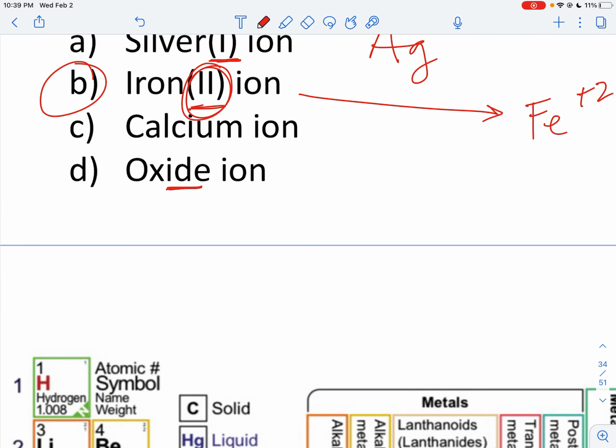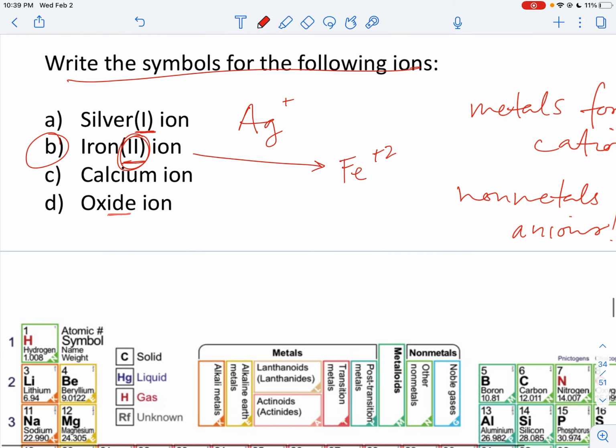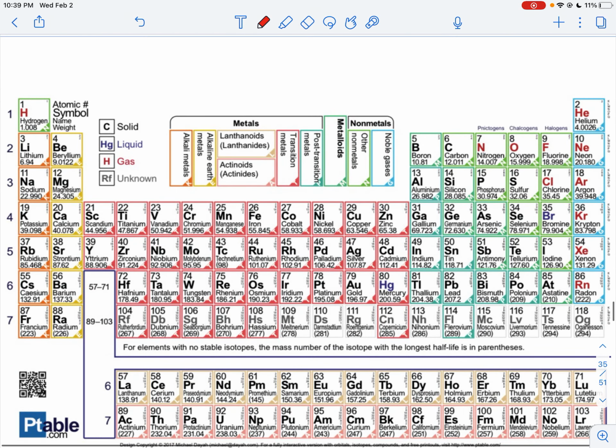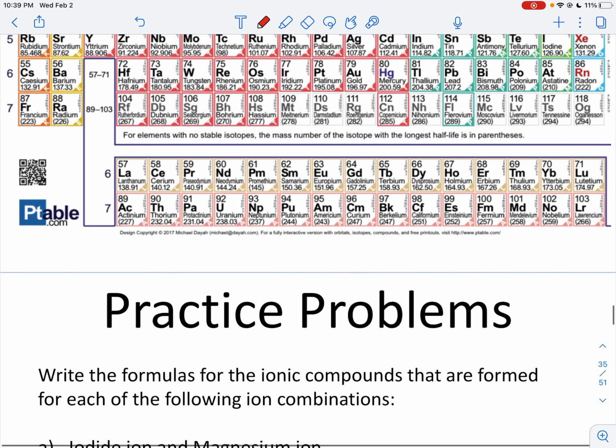You can also look at the name ending. When you see that IDE ending, you know you're dealing with an anion. Okay, that's going to be a negatively charged ion. But if you don't see IDE, it's probably a cation.